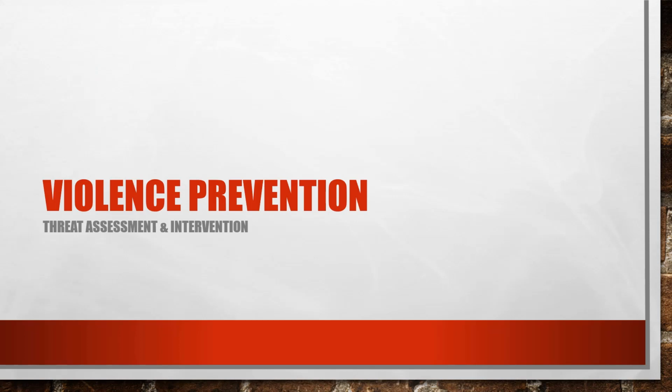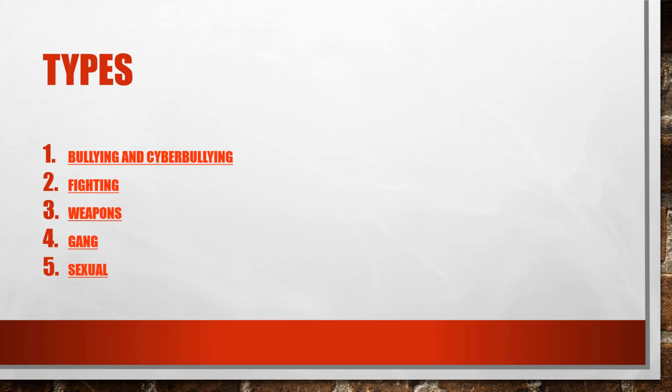So in violence prevention, you need to look at threat assessment and intervention. So we're going to focus in on that for a little bit of time. Each of these points are underlined because I've provided you with a link for each of them for you to read and gain more knowledge on. These are the primary types of violence that happens in the school system.